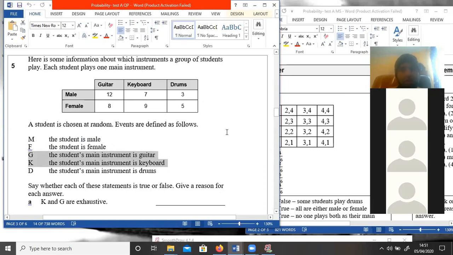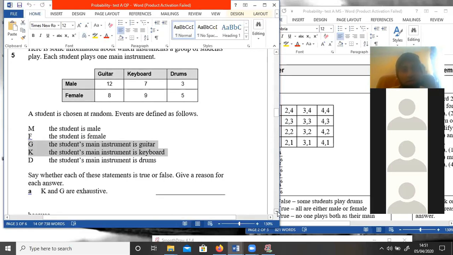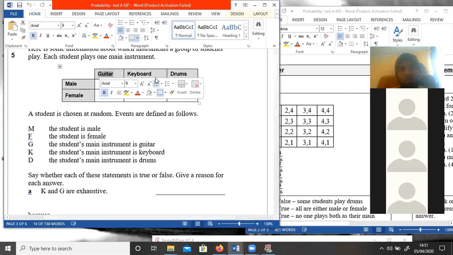No, because K is talking about, go on, sorry, go on, Amar. So it's false. The answer is false for A, isn't it? Yeah, exactly. And why is it false? We're going to justify it. Because it's not talking about all of the outcomes, just talking about 2. Yeah, exactly. It's only talking about the guitar and the keyboard. It's not talking about the kids that play drums. So you're going to miss some outcomes here. So K and G are not exhaustive. If everyone's okay with that, we can move on. If not, you can say something and we'll talk about it. Okay, seems like everyone's okay.